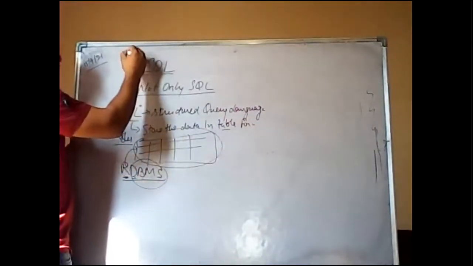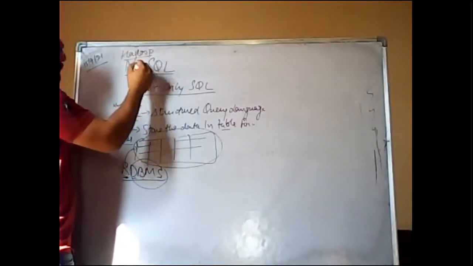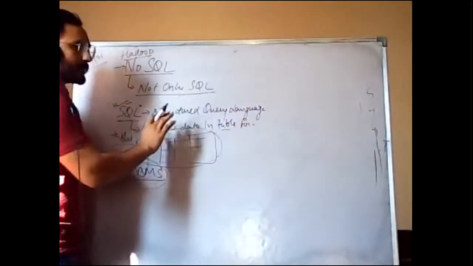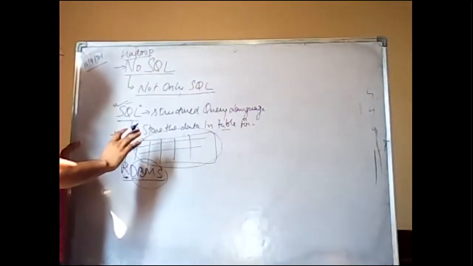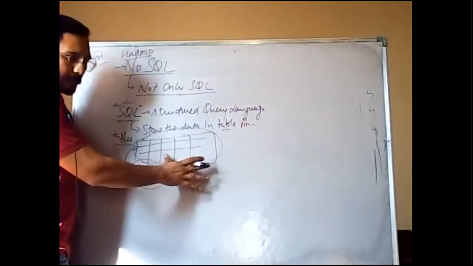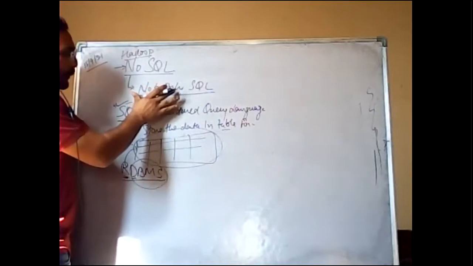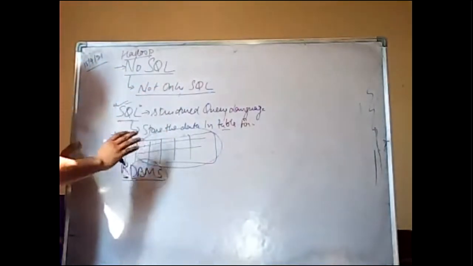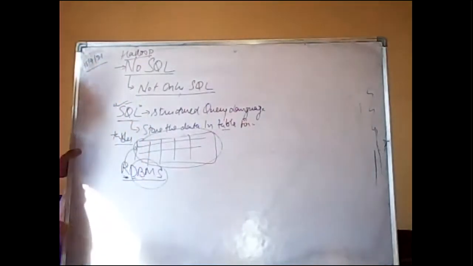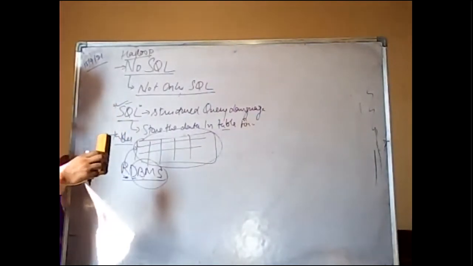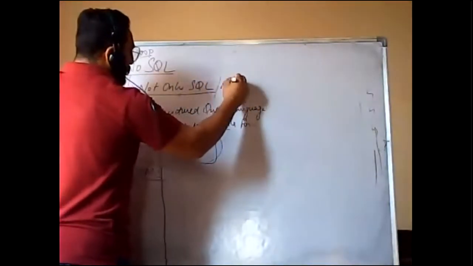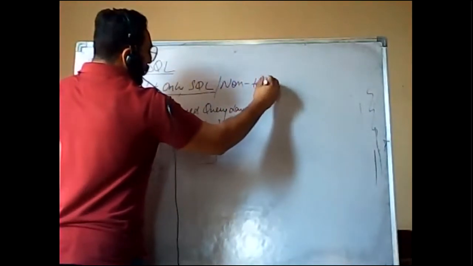But in Hadoop, there is the concept of NoSQL, meaning not only SQL, a different concept from SQL. In SQL, we store the data in the form of tables. But in NoSQL, there is no concept of tables and no concept of columns. We store our data in different database forms. This is also called non-tabular.